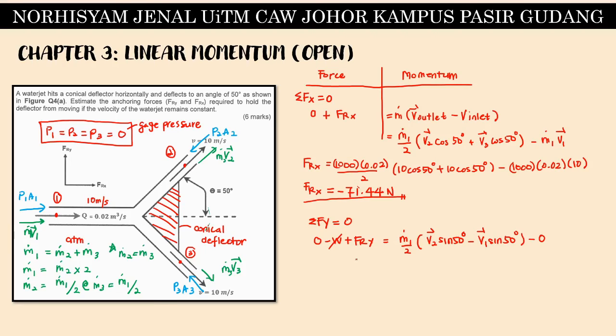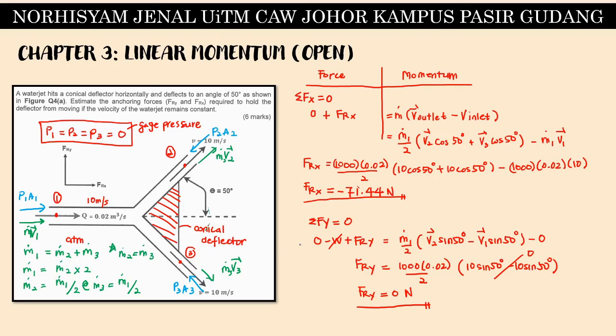Okay, so FRY will equal m dot 1, 1000 times 0.02 divided by 2, and then multiplied by V2, 10 sine 50 minus 10 sine 50. Okay, this cancels each other, becoming 0. So FRY should equal 0 Newton. So that will be the answer for this question.